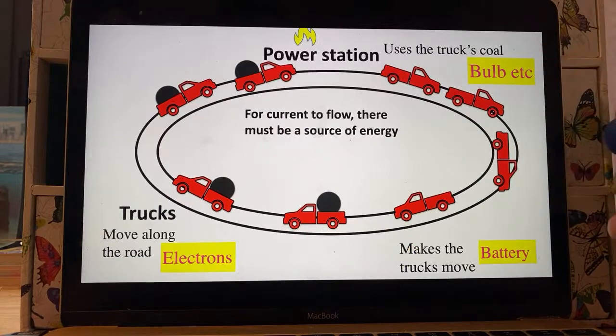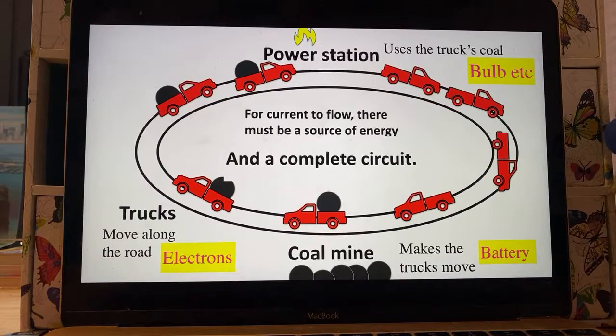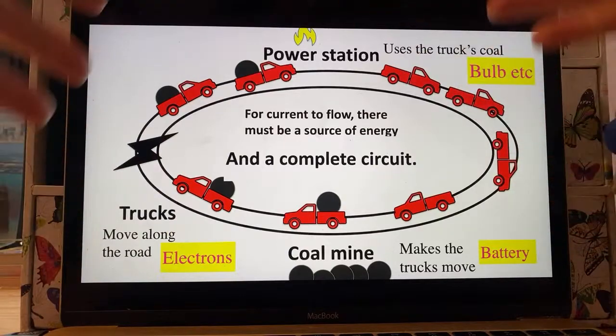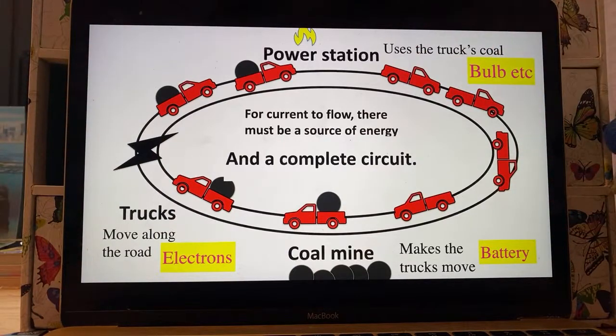If there's no source of energy, the electrons cannot move, yeah? And similarly, it's got to be a complete circuit. So if there was some kind of terrible earthquake and a crack appeared in the road, these trucks would not be able to move. The whole thing would grind to a halt. It's exactly the same with the current.